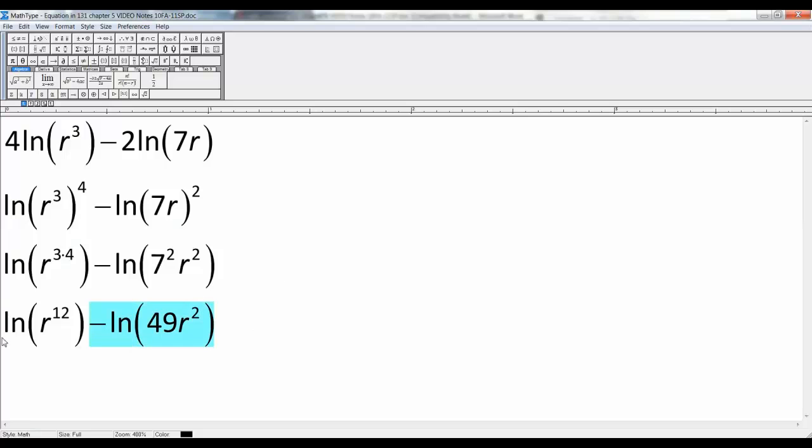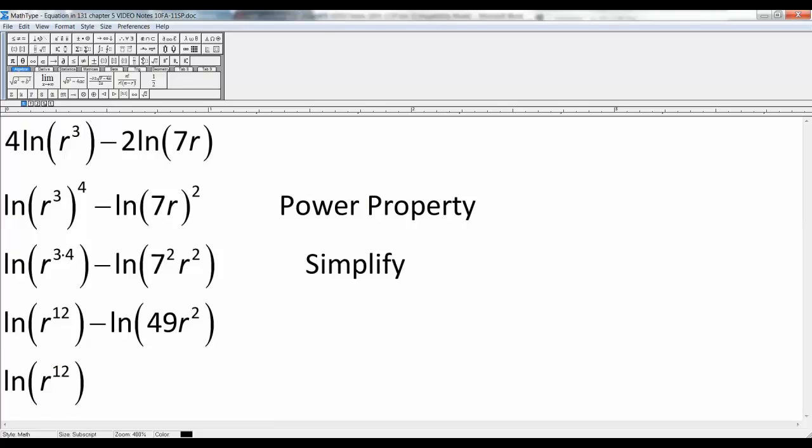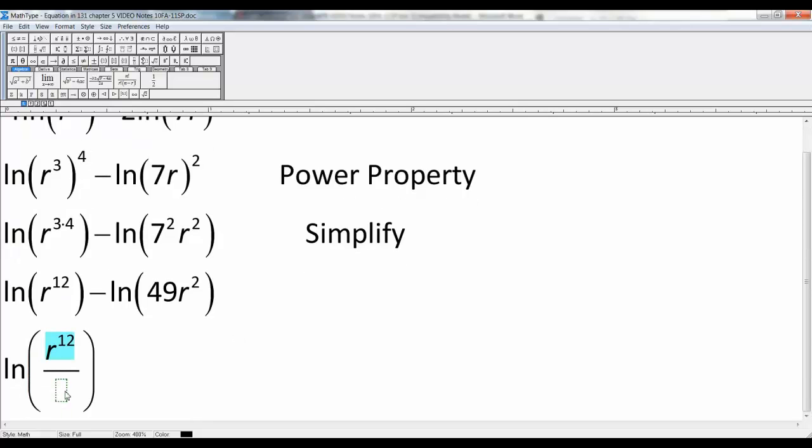Now you still have to mush them together. So this right here, going this step, was using the power property. And then these next 2 steps are just using simplification. That's all you're doing down here. Okay, both of these steps. And now we're going to use the quotient property. So you're going to say this is the ln of r to the 12 over 49r squared. And we're using the quotient property on that.